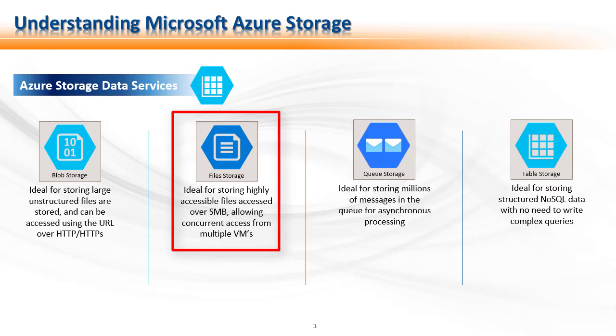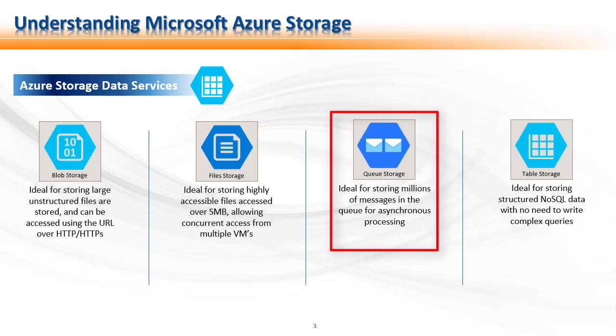Let's now discuss about the files. File data service is used to store highly available files accessed using the SMB protocol, which is the Server Message Block. SMB protocol allows multiple VMs to access, read, and write to the files. As with other storage data services, files can be accessed from anywhere in the world over HTTP or HTTPS. Applications using Azure File Storage are easier to migrate to Azure. Since file share can be used from different VMs, common tools and utilities can be stored in the file storage.